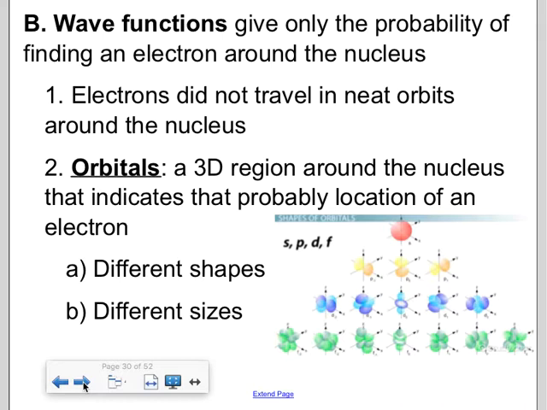Orbitals come in different shapes and sizes. You can see that we have spheres, dumbbell shapes, cloverleaf shapes, rings, and donuts. So s is the sphere shaped. p's are the dumbbell shapes. These are the d's, and then these are the f's. I'm going to talk a lot about s and p's, and I'm not really going to get to the cloverleafs, which are d's.